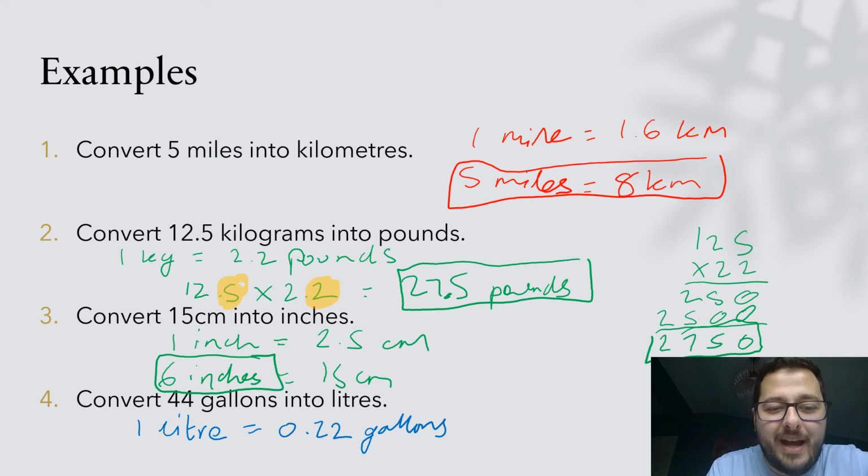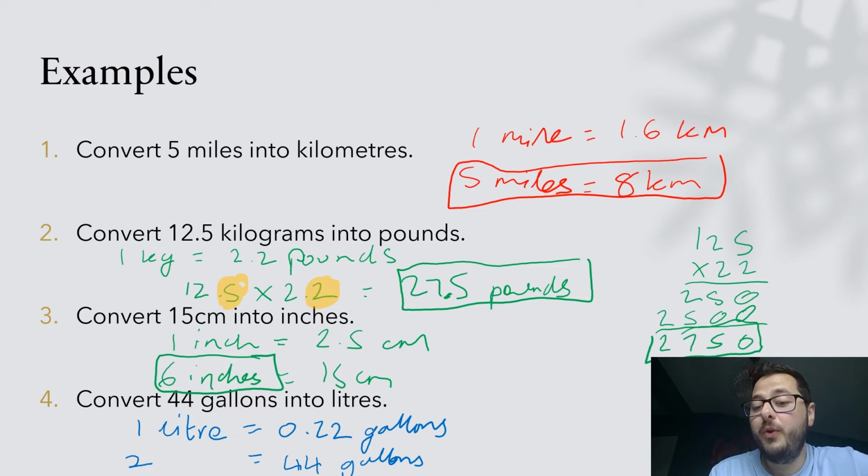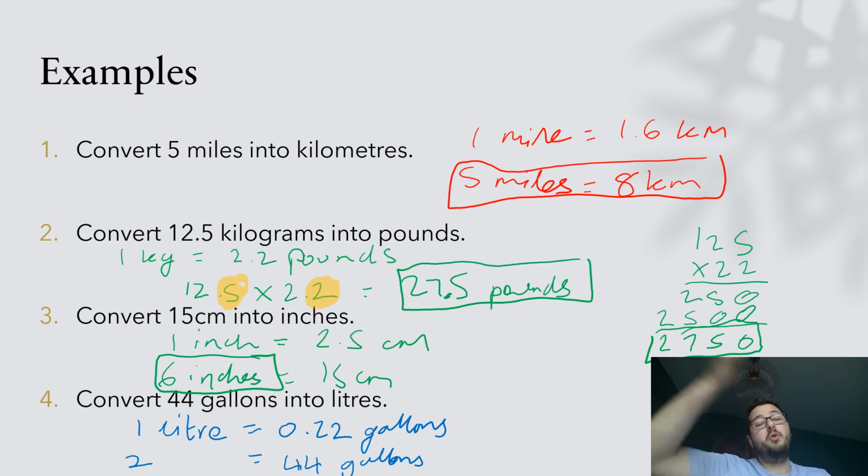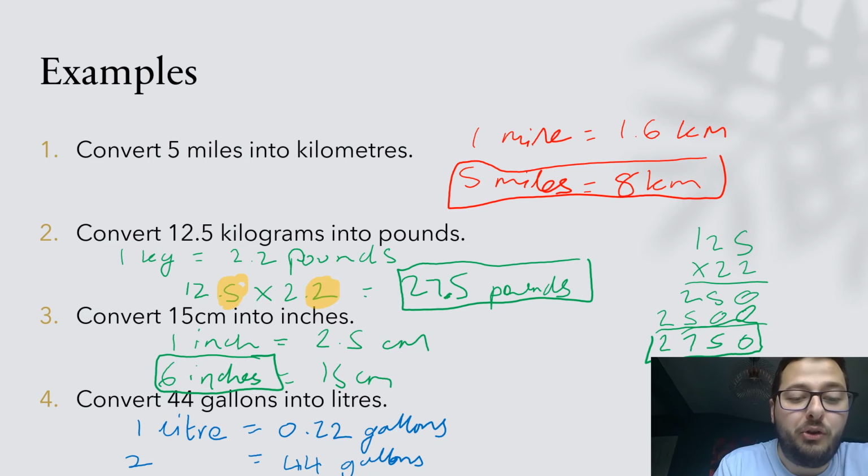So look for patterns between the numbers. We want 44 gallons. The first thing I'm noticing here is that 44 is twice 22, so there's going to be a 2 in here. But 2 times 0.22 is 0.44. So to get that up to 44, we'd have to times it by another 100. So this is going to be 200 litres.